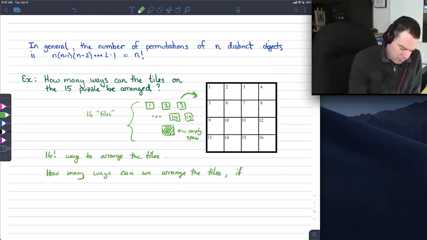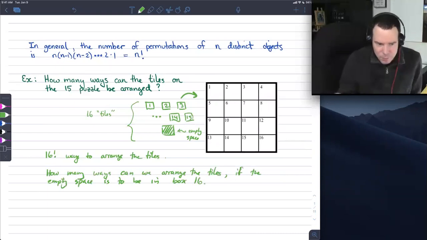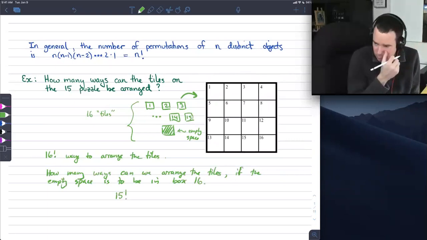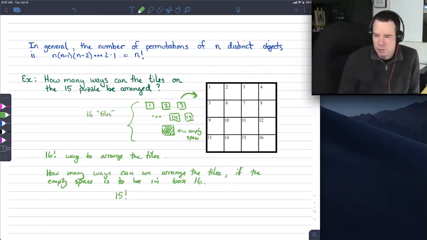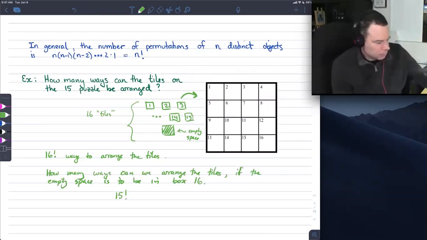if the empty space is to be in box 16? So I want to distribute all the tiles onto the board, but I want to make sure that the empty tile is in the last spot. Yeah, exactly. There's going to be 15 factorial in this case. The empty space is now in box 16, so you've now got 15 tiles left to distribute into 15 spots. So there's 15 factorial ways to do that.